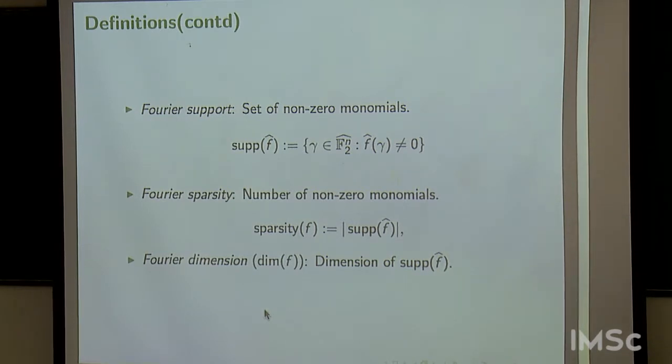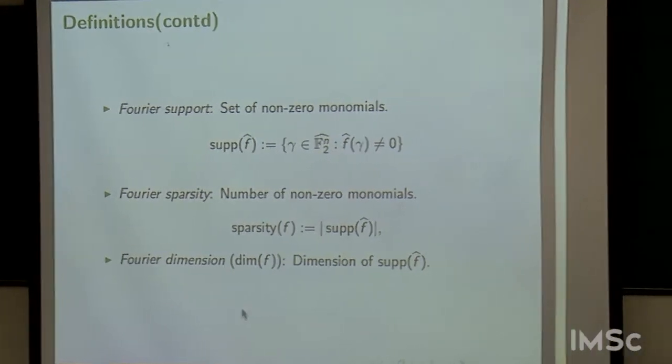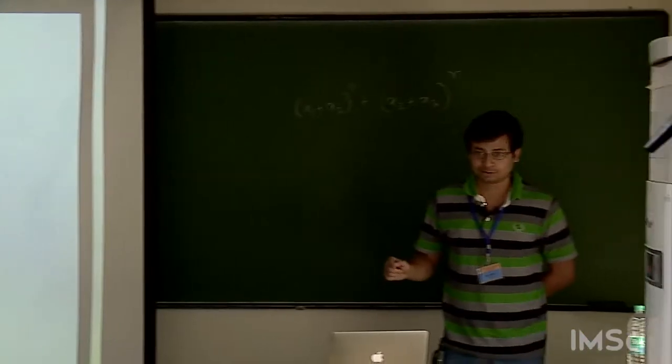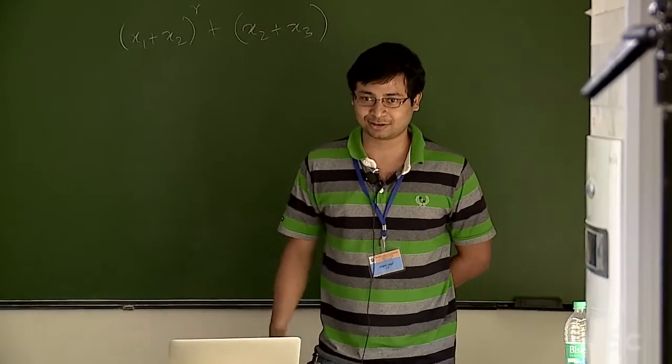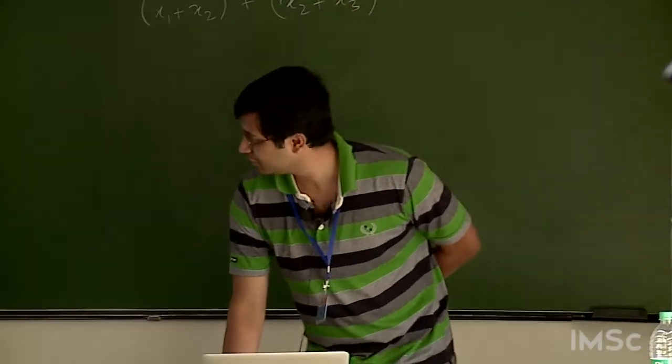Any question at this point? Sorry, what was F2 to the n hat? What was the hat? F2 to the n hat is the set of all linear functions from F2 to the n to F2, and the monomials can be thought of as members of this set.